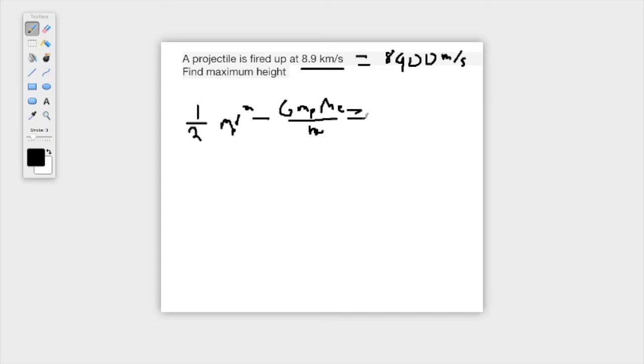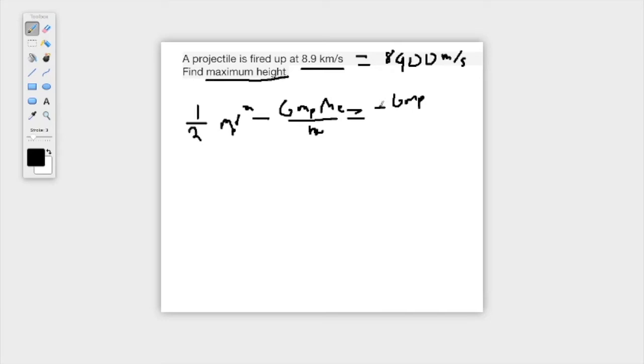the final kinetic energy and the final potential energy. But remember, when the potential energy is at its max, there is no kinetic energy at all. Just like in projectile motion, when it's at its max height, the velocity is zero. So there's no kinetic energy in the final state. But there is potential energy. And we're trying to find the maximum height here.